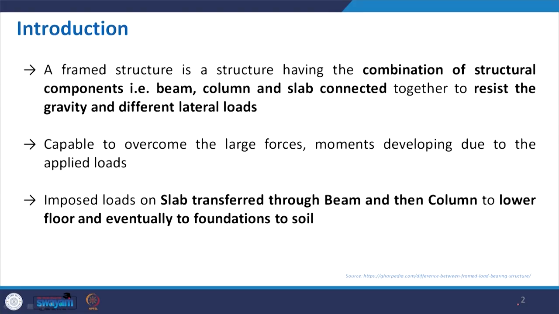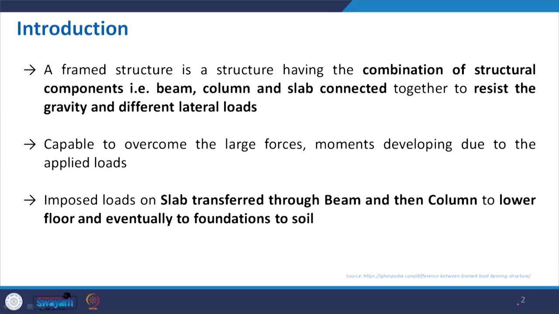Now, a frame structure is a structure having a combination of structural components like beam, column and slab connected together to resist the gravity load, which is also referred to as the axial load, which acts vertically, transferring from slab to beam, beam to column, and then column to foundation and to soil. Along with that, the joint of beam, column and slab will also protect the building from the lateral loads like the wind loads that we have discussed earlier.